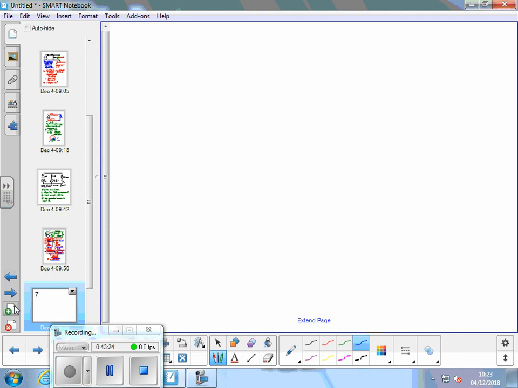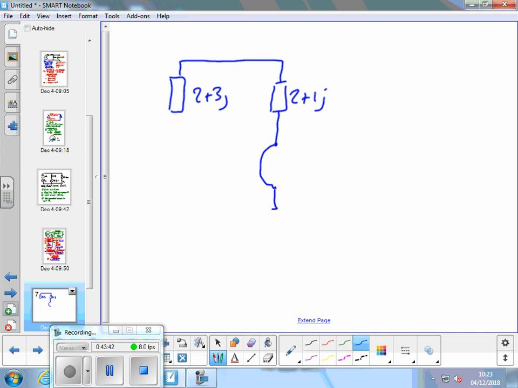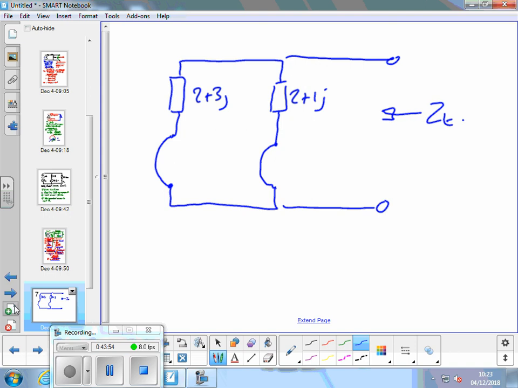What that involves us doing is going back to the original circuit, keeping the two impedances in, 2 plus 3J, 2 plus 1J, short circuiting both of the sources, like so, and we want this impedance looking back in there. So it's a parallel circuit of two complex impedances.